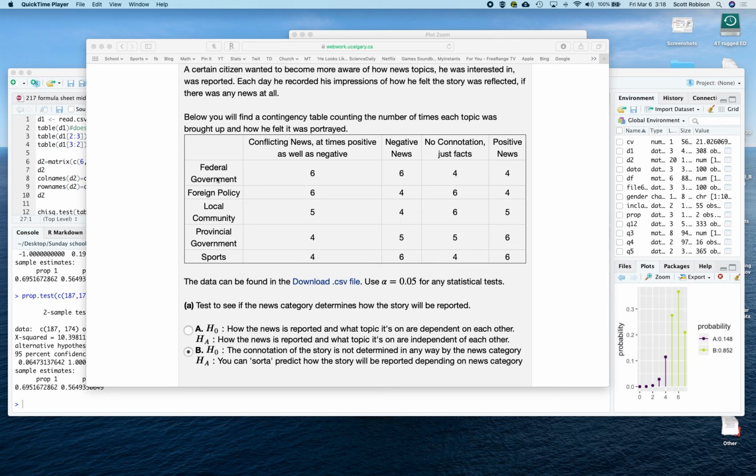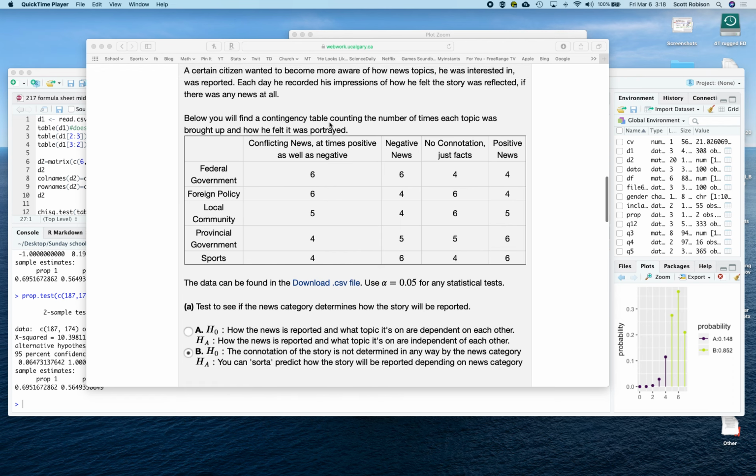So they went through and they recorded how many times the topic got brought up, as well as how they felt it was being portrayed. So these are not numeric qualities, but falling into categories. So here, I think the idea that they want to find out about is if there's a relationship between what type of news and if it's reported negatively, positively, or how it's reported. So this is a test of independence.